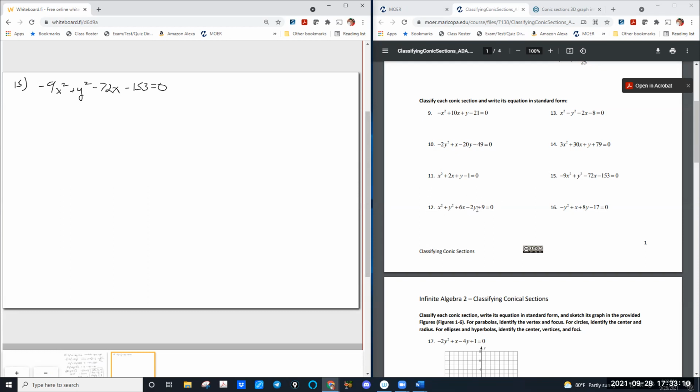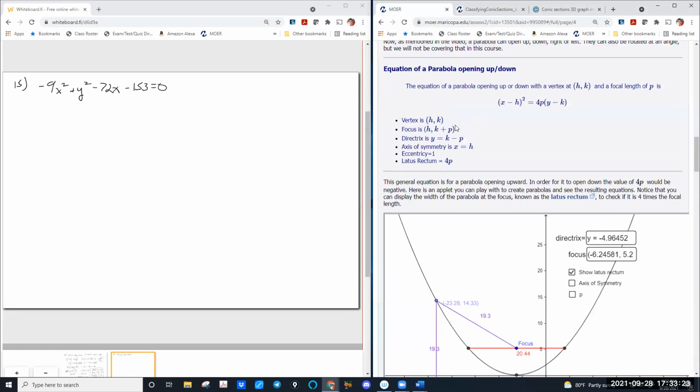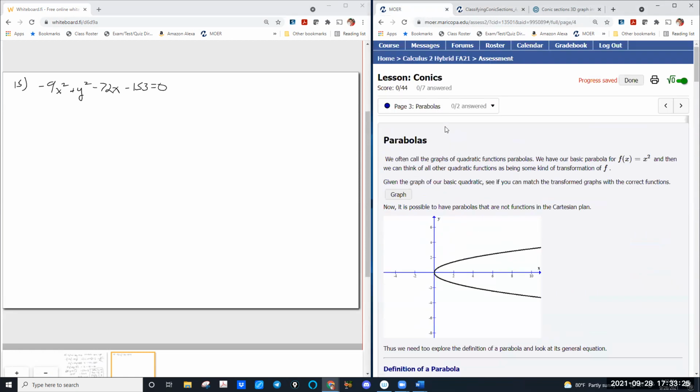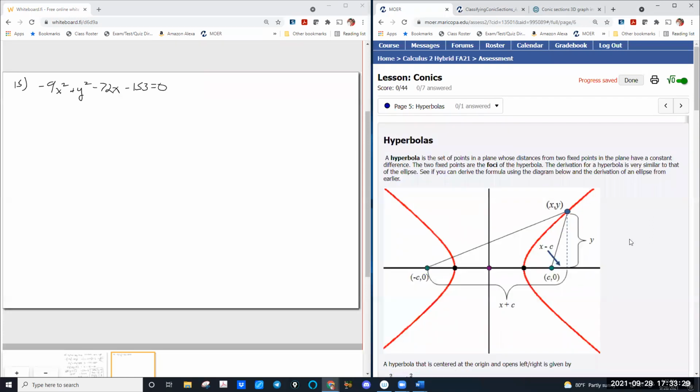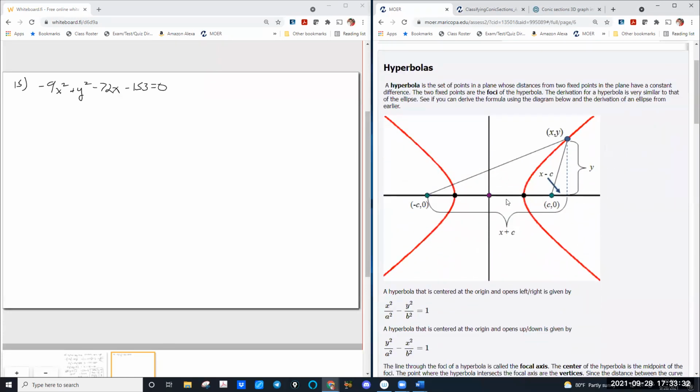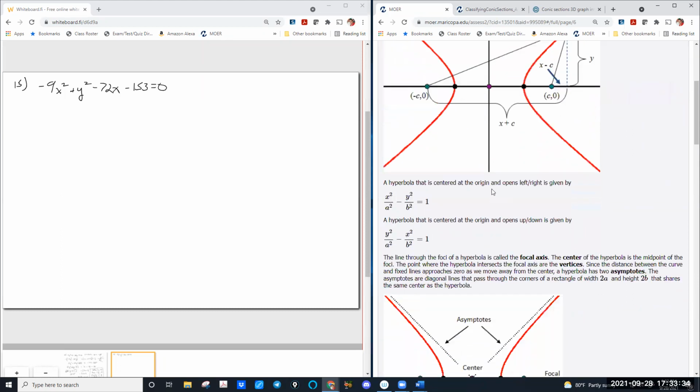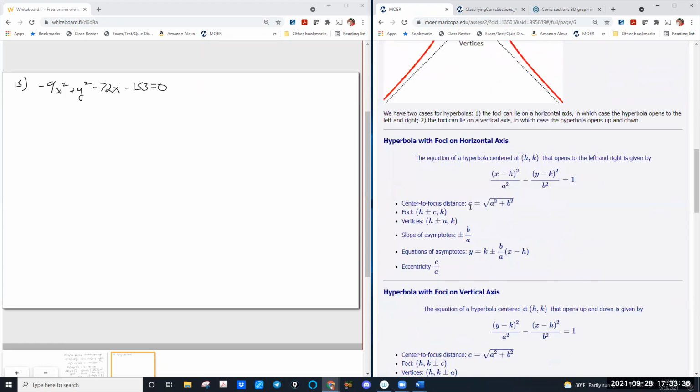All right. 12 here would be a circle. 14 would be a parabola. 13 would be a hyperbola. So you'll know right away. And so then what you're going to do is pull up the formula. There are two options for hyperbolas, opening left and right or opening up and down. All right. So how do we decide which one's which?